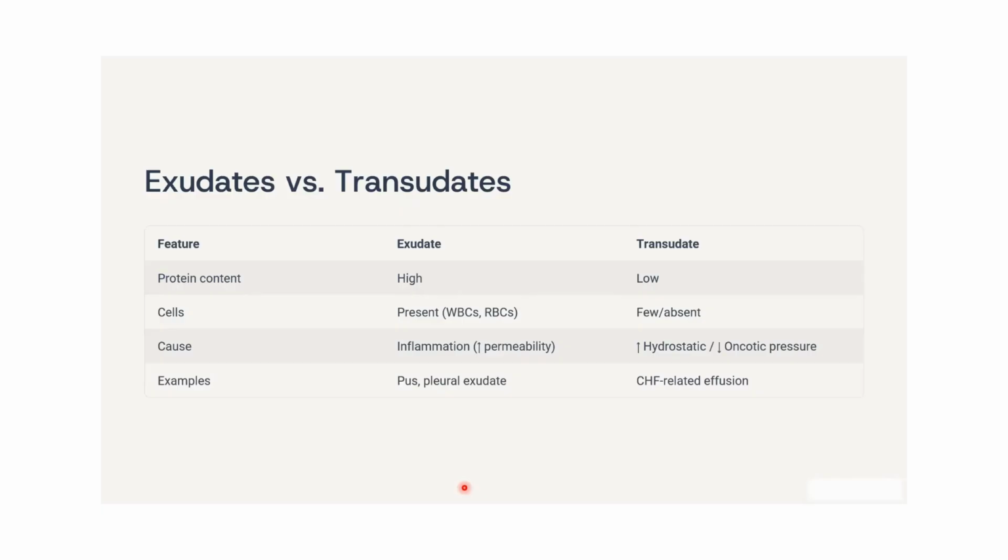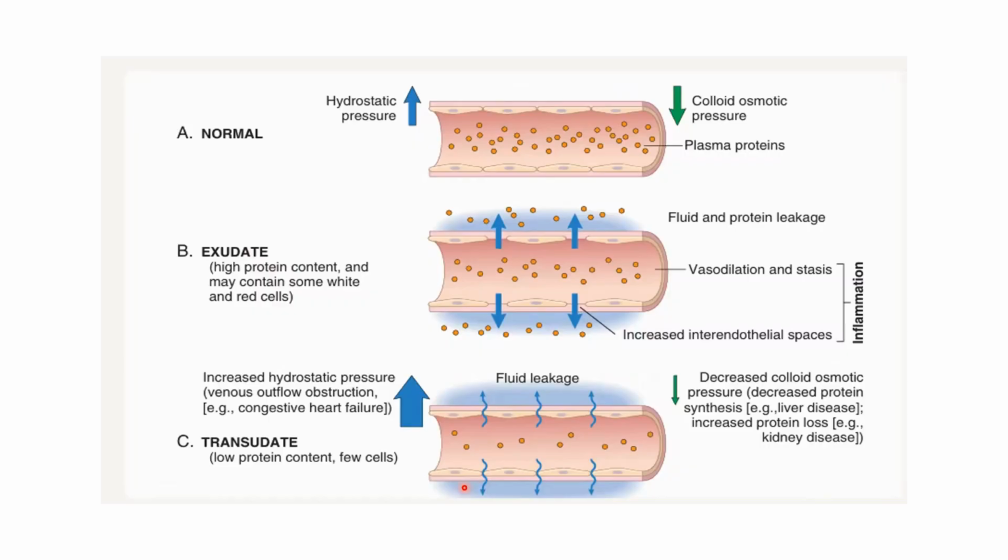Give us some examples again. Sure. Think pus from an abscess or fluid buildup in the lungs during pneumonia. Those are exudates. Swelling in the legs due to heart failure or liver disease causing fluid in the abdomen, that's typically transudate. So for a doctor, figuring out if fluid is exudate or transudate is a huge clue, isn't it? Absolutely pivotal. It helps determine if the problem is inflammation, infection, or something else entirely, like organ dysfunction. It guides the whole diagnostic path.